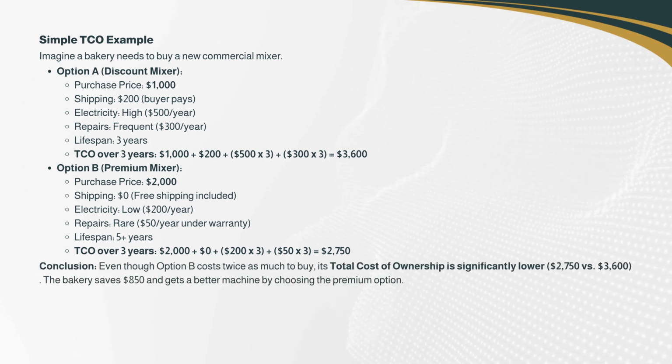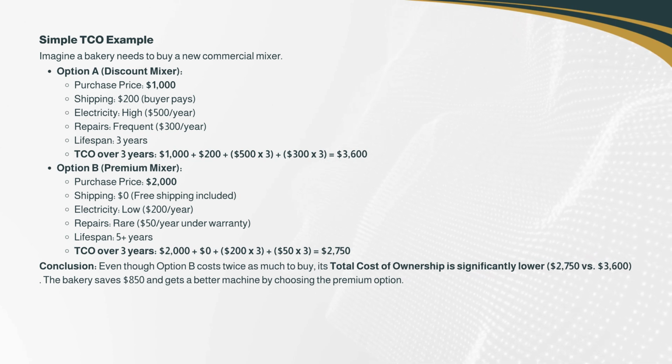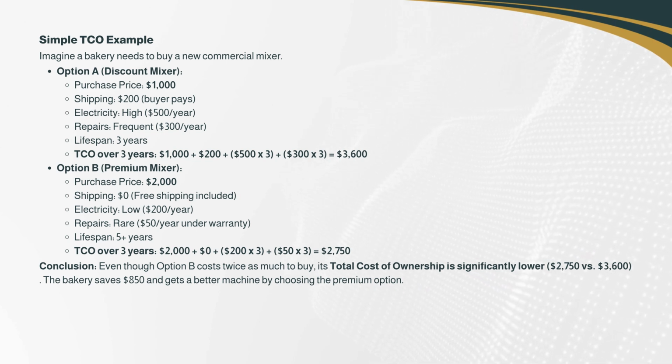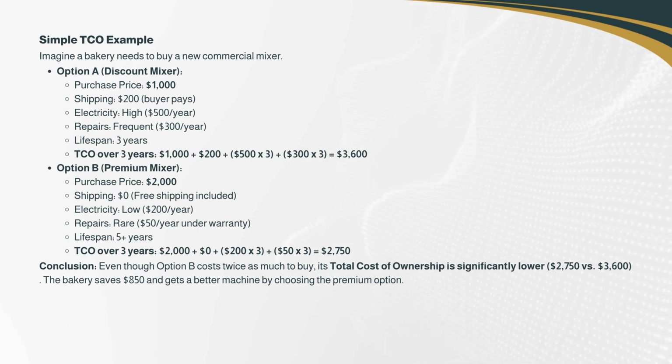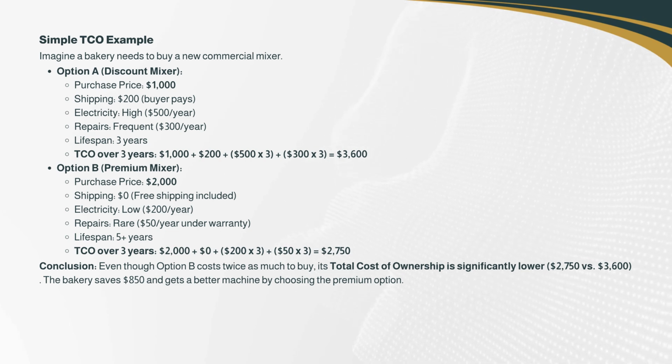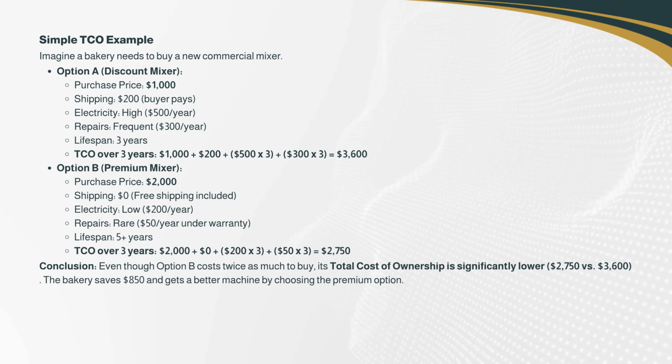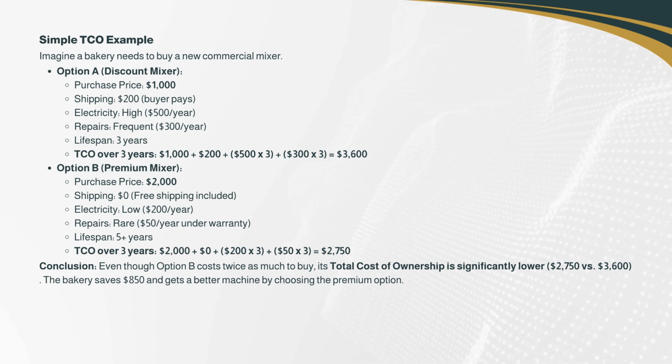Conclusion. Even though option B costs twice as much to buy, its total cost of ownership is significantly lower, $2,750 versus $3,600. The bakery saves $850 and gets a better machine by choosing the premium option.